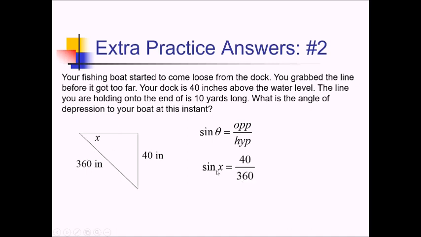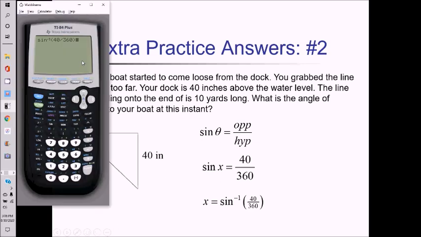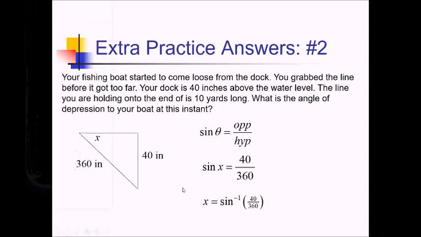And then to actually get x, we need to do sine inverse of 40 over 360, which we will go to the calculator for. So on the calculator, I just did second sine to get my sine inverse here, and then 40 divided by 360 inside, giving me about 6.4 if I round that off, and that's going to be degrees because this is an angle.